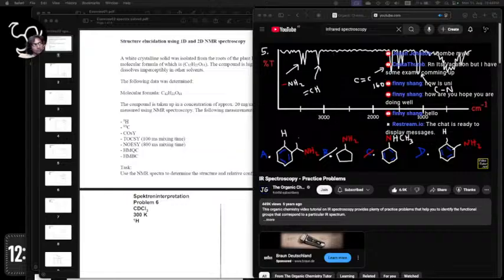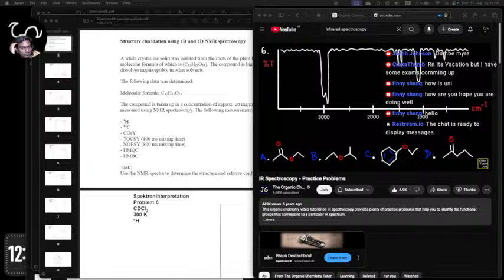Answer choice A has the alkane CH stretch right here. Answer choice D doesn't have the alkane CH stretch. So because we don't have that signal at 2900, we can eliminate A, because A would have that signal at 2900, but D doesn't have the alkane CH stretch. So answer choice D is the right answer. Now let's consider number 6.